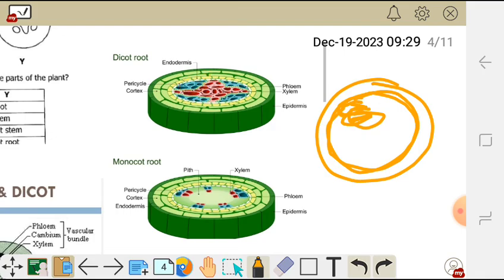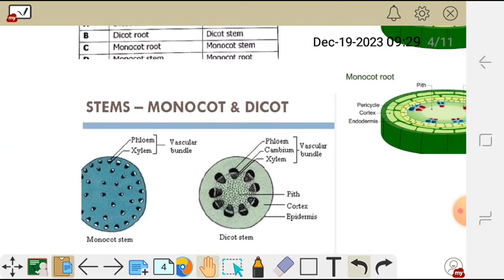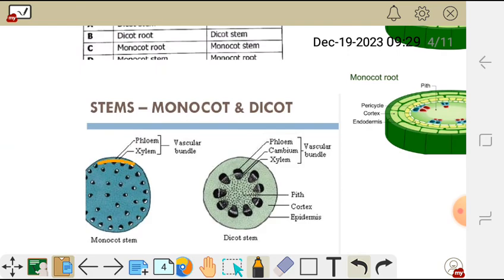Then in the stem, what are the structures which are observed? In the stem, we are going to have all the xylem and phloem attached together and scattered all over the stem. That is the xylem and the phloem in a monocot. But in a dicot, they are arranged in a special manner where we have the cambium, which is a layer which separates the xylem from the phloem. So the phloem will start first, and inside there, inside the pith, we have the xylem.